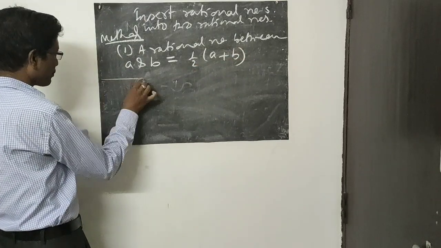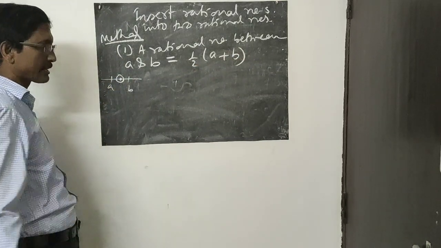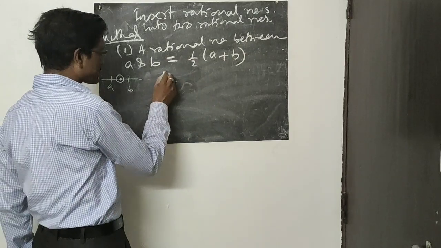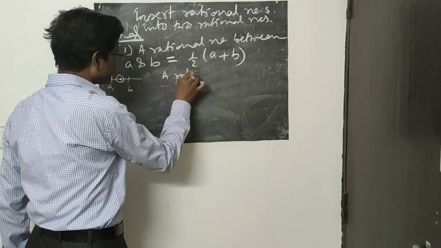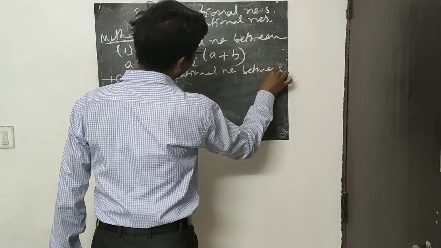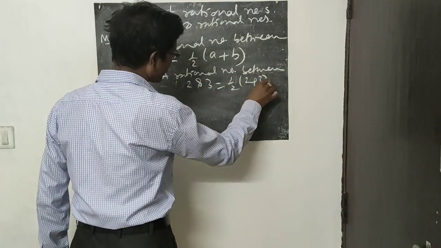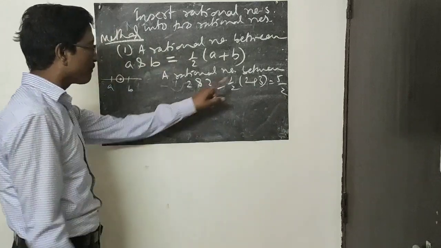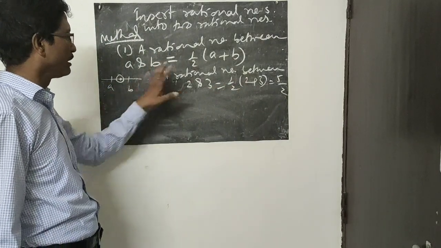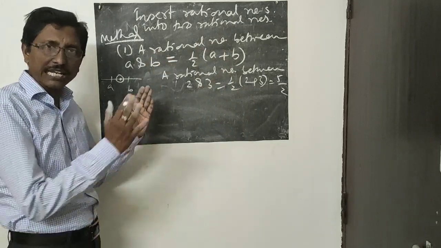Their average. Suppose this is a and this is b. Half into a plus b means the middle one, so this will be between a and b. A simple example: a rational number between 2 and 3 is half into 2 plus 3, which is 5 by 2. 5 by 2 means 2.5, which lies between 2 and 3. In this way we can find a rational number between two numbers.